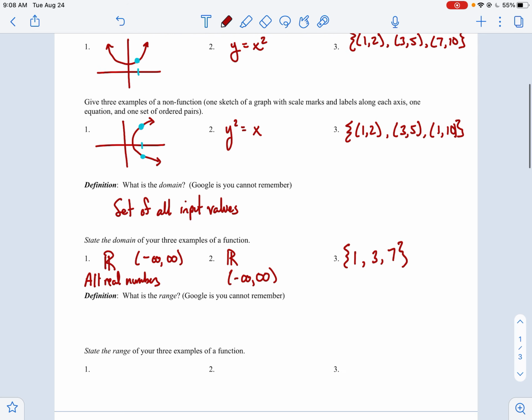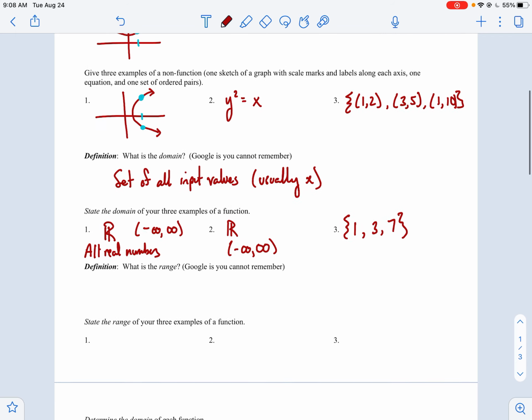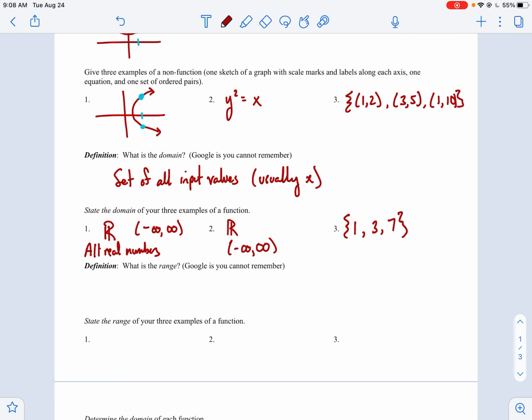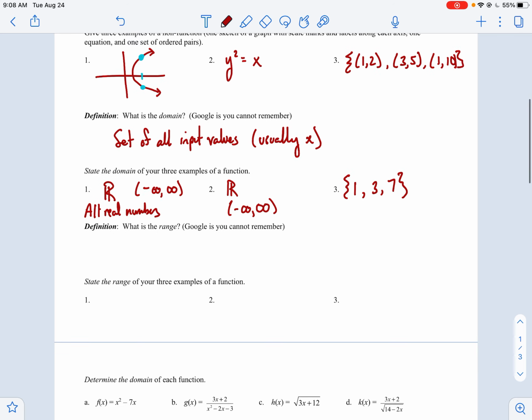And so again, the domain is the set of all input values. It's usually x, right? Because usually a function is written in terms of x and y. But it could be other letters, right? It could be t for time or different things. But it's basically just all the inputs. And then, of course, that means that the range is the set of all output values.